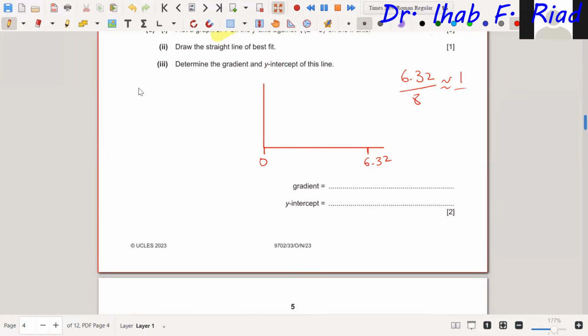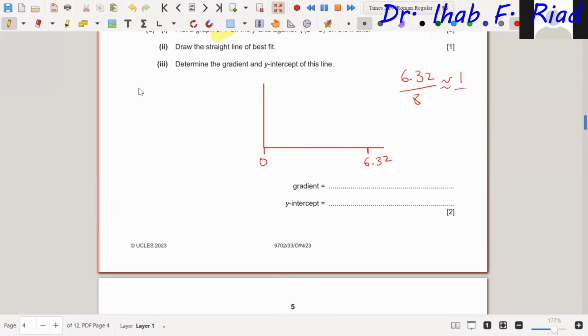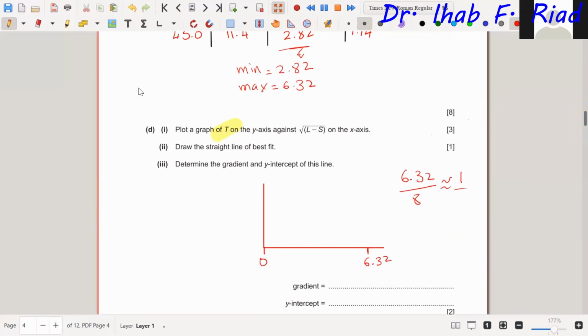Now, I decide that I'm not going to start my x-axis from 0. So what I'm going to do? I need to start it from something close to 2.8 and end it close to 6.3. So this is how I do it: 6.32 minus 2.82. This is how I'm going to decide my scale. The maximum minus the minimum.